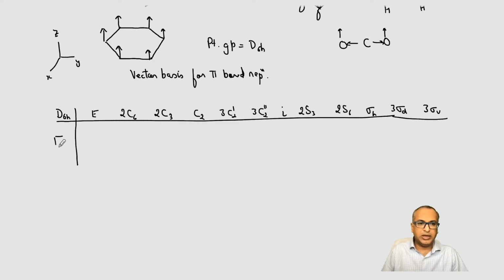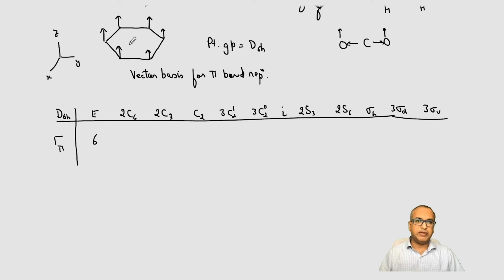Now this is my tau pi. Okay. Now what happens to 6 vectors when I do E operation? None of the vectors will change. So I will say the character under E will come out to be 6. Remember that we have discussed that if none of the vectors will change, it will be 6. Number of vectors that will change will give you the value over here.